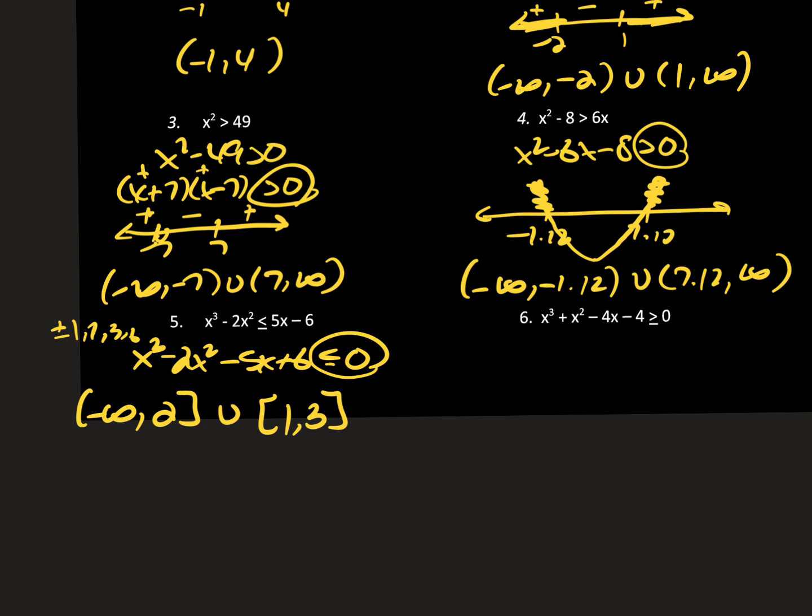I'm going to punch in number 6 also and do the exact same thing. I got it punched in, check my zeros. This time it's positive. It is positive between -2 and -1, and also from 2 to forever.